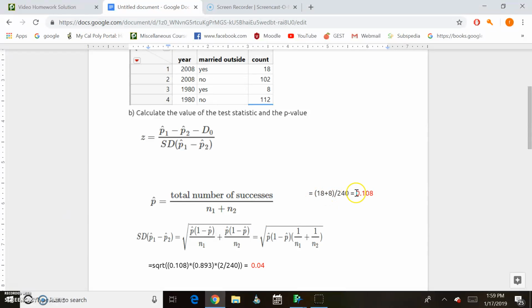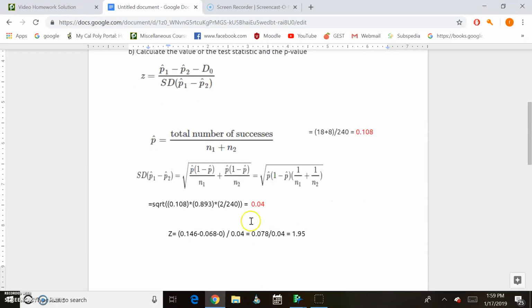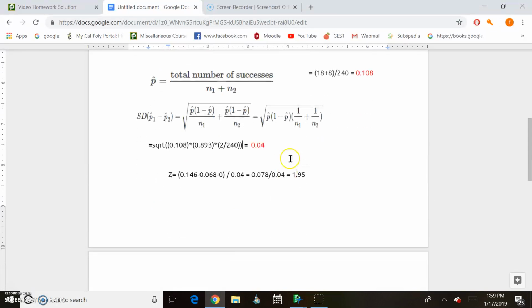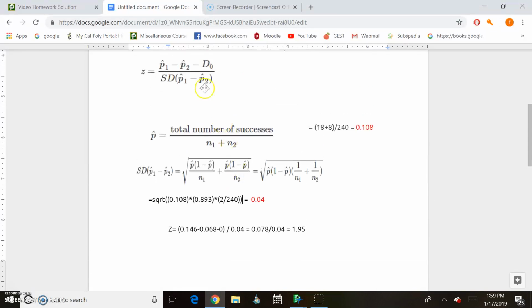So here's my calculation. It gives us 0.108, which we can use for the standard deviation, which will give us 0.04. And here's my calculation. So once we have 0.04, we can plug it into the denominator for the z. And then we calculate the numerator right here. And for z, it will be 1.95.